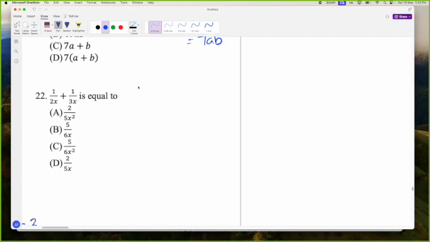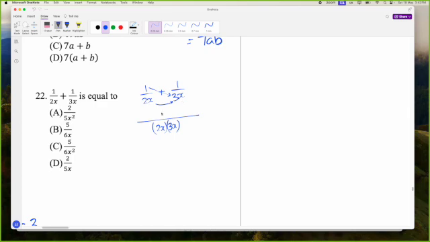We're talking about algebra fractions here. 1 over 2x plus 1 over 3x. I taught you one way to do fractions, all fractions, whether it's algebra or not. When you're adding fractions, you multiply your denominators. So that'll be 2x multiplied by 3x. Right? Then you cross multiply.